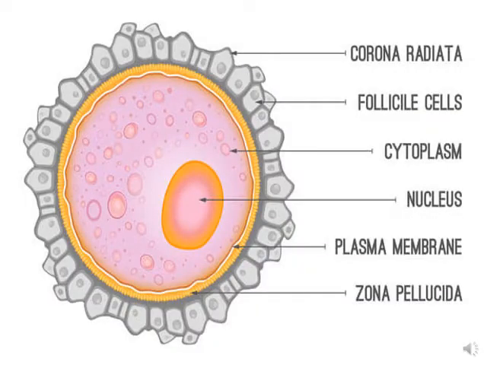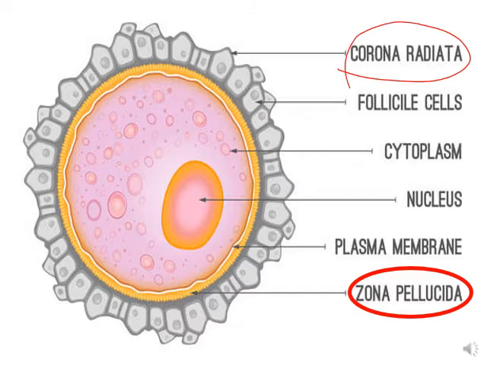The zona pellucida is found at the egg cell or oocyte 2. This is the zona pellucida. First of all, we have the corona radiata. The corona radiata is the outermost one, and there we have follicular cells.